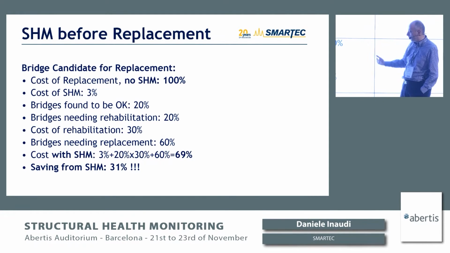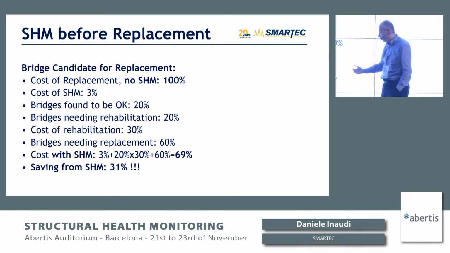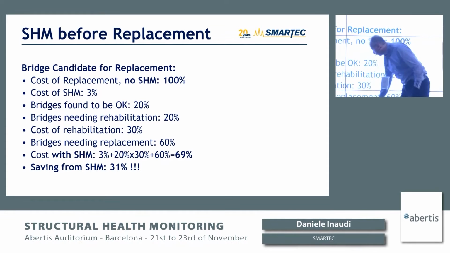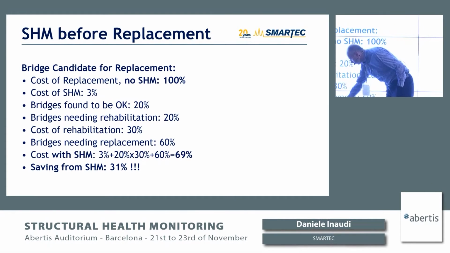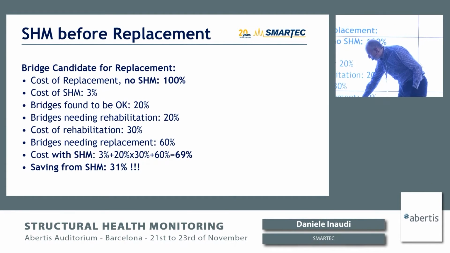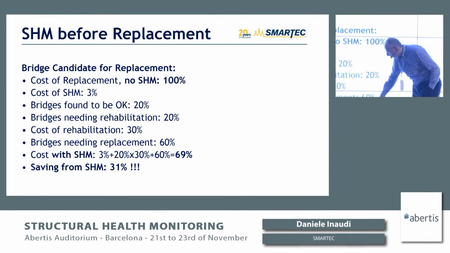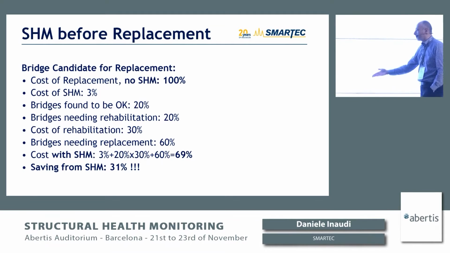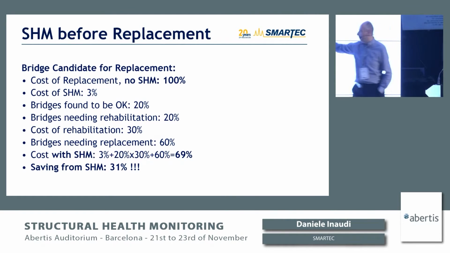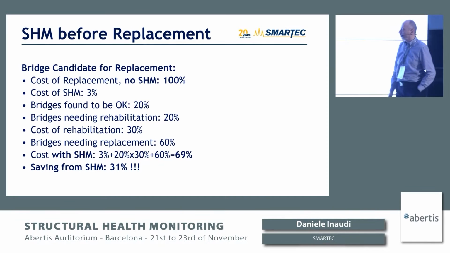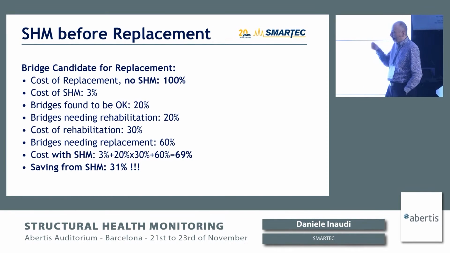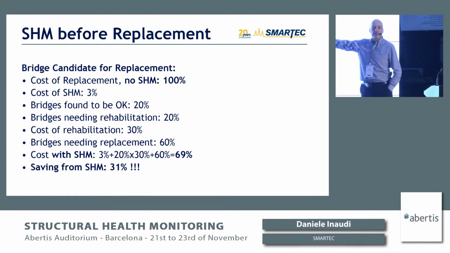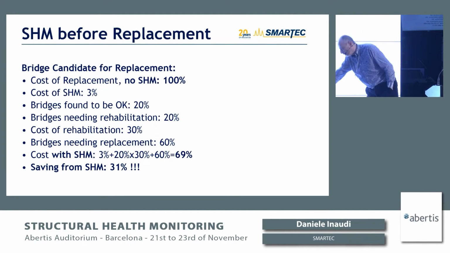But when you calculate the cost of that strategy, you find that the cost is the 3% for structural monitoring, plus the 20% of the bridges that need 30% of the cost, plus the remaining bridges that have full cost. So in the end, the cost of that strategy is 69% compared to 100% for a total replacement. This doesn't take into account the fact that with this strategy you end up with 10 new bridges, and in this case you only have 6.